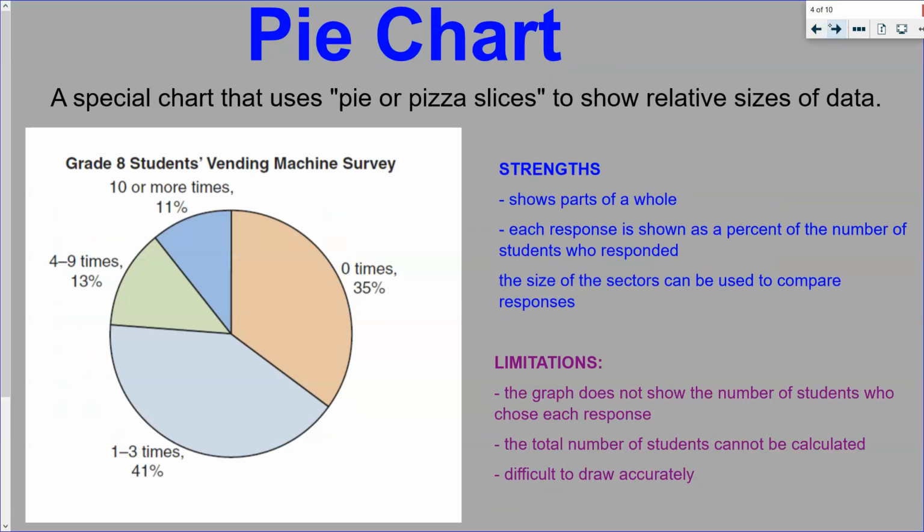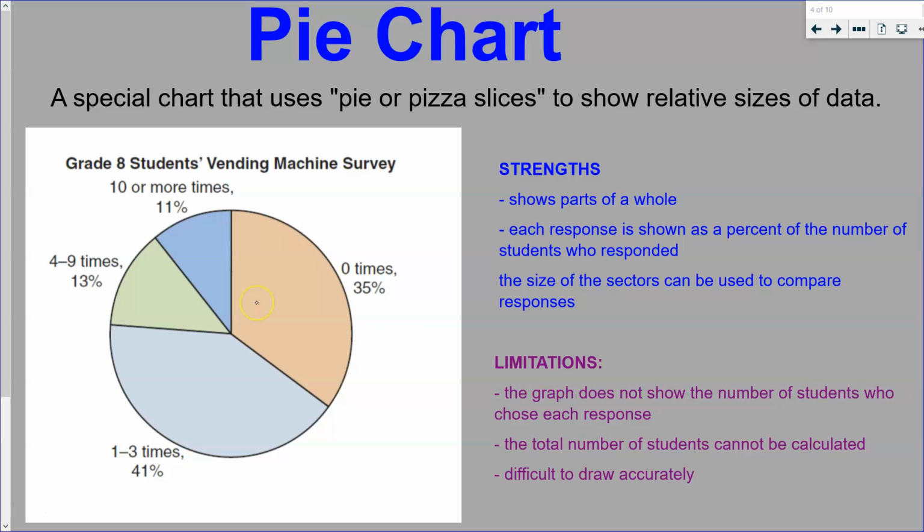Looking at a pie chart, it is a special chart that uses pie or pizza slices to show relative size of data. So the strengths here are it shows a part of a whole. Each response is shown as a percent of the number of students who responded. So this tells us 41% of students for a vending machine survey used it 1 to 3 times. And the size of the sectors can be used to compare responses. Even putting them in different colors is a really quick way to look at it.